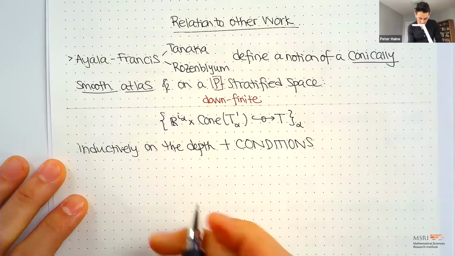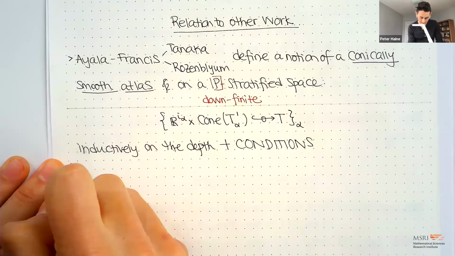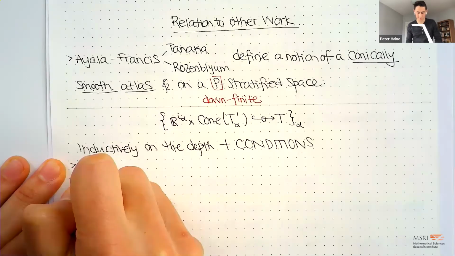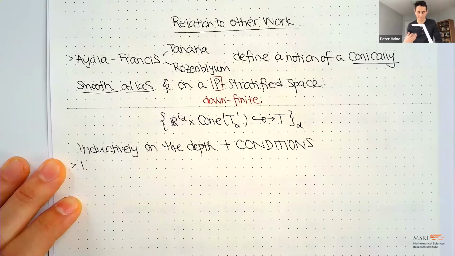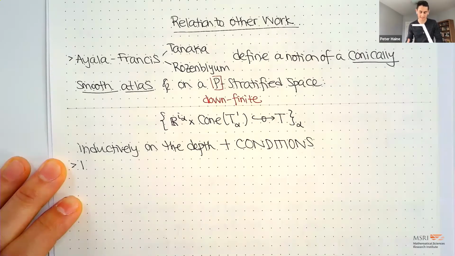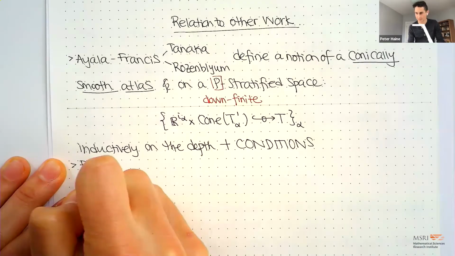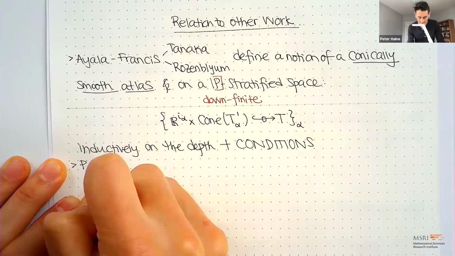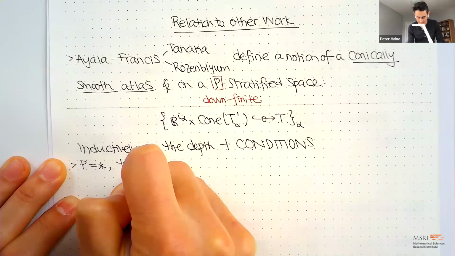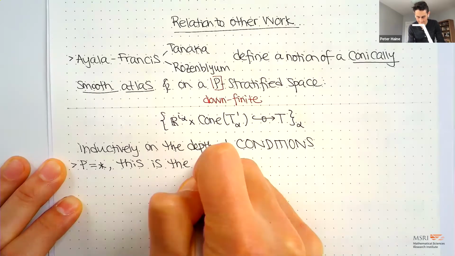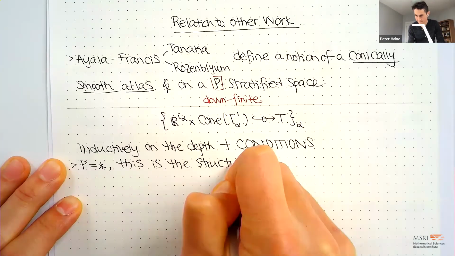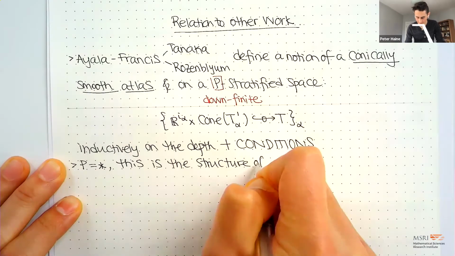The point is that these are the good notion of smooth object, like smooth manifolds, in the stratified setting. So their strata are smooth. When the poset is the point, this is the structure of a smooth manifold.